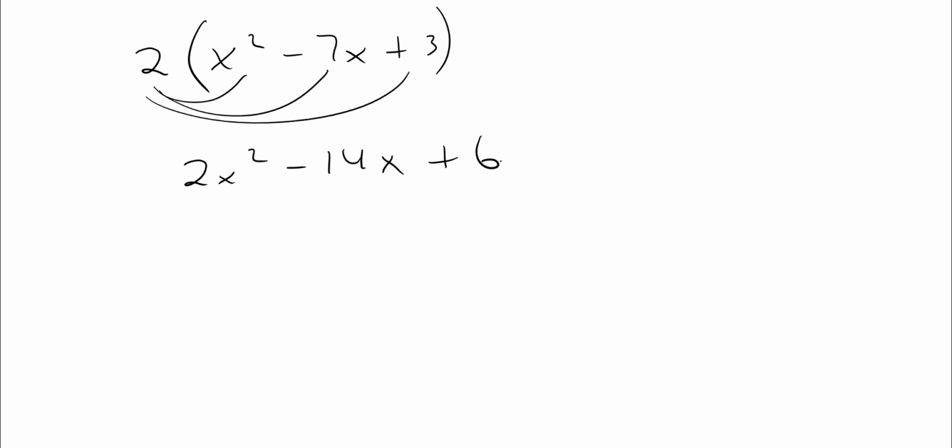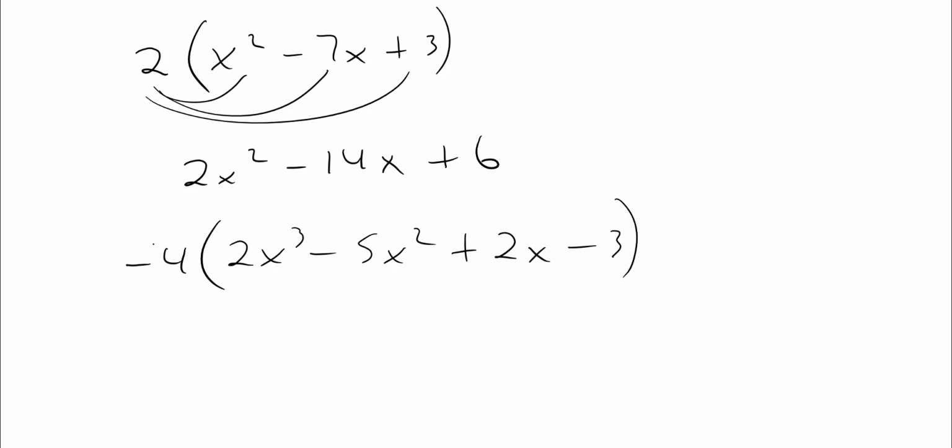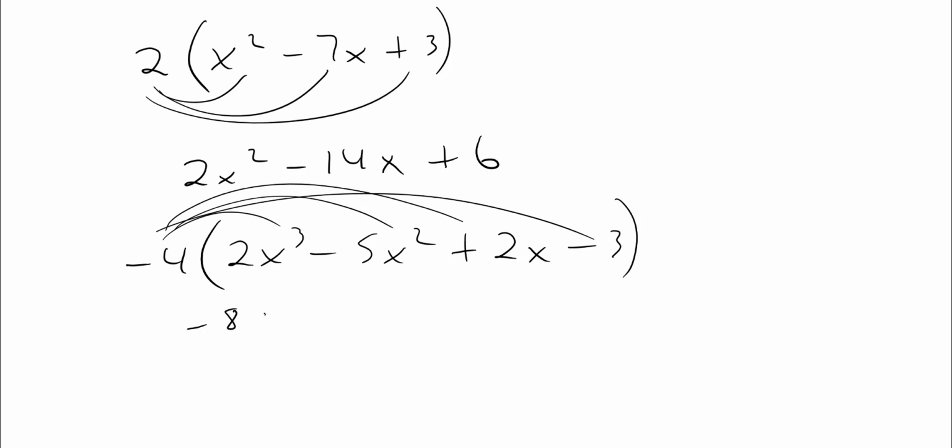All right, and be careful when you have a negative, right? If you have a negative, so let's do a negative 4 times 2x cubed minus 5x squared plus 2x minus 3. So we're going to distribute the negative 4 to all of the terms in there. So negative 4 times 2x cubed is negative 8x cubed. Negative 4 times negative 5x squared is positive 20x squared. Negative 4 times 2x is negative 8x. And negative 4 times negative 3 is positive 12. And that's it. There's no like terms for this one, so that's your final answer.